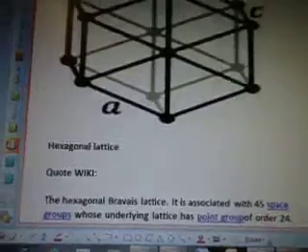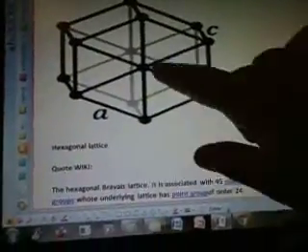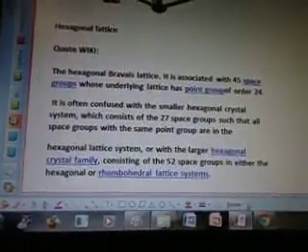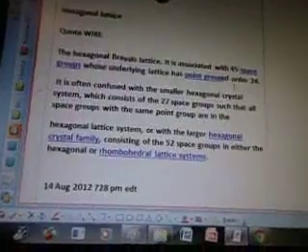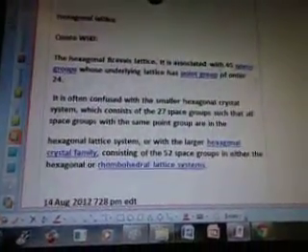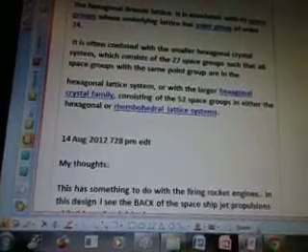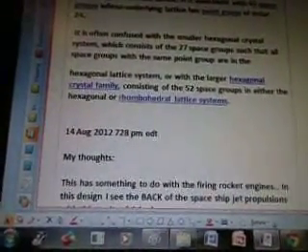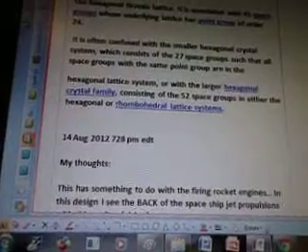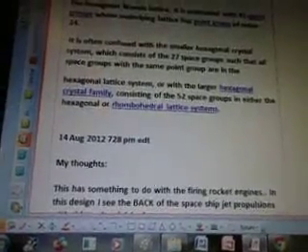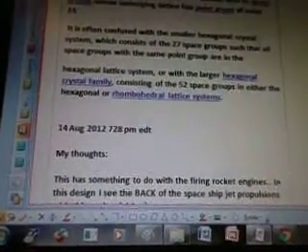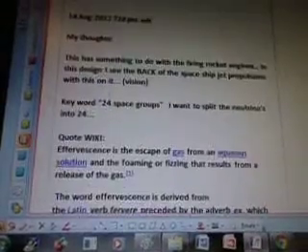So here's the hexagonal lattice. Again, there's the middle of your ship, and then this is what goes around it. Quote Wiki, the hexagonal Bravais lattice is associated with 45 space groups whose underlying lattice has point groups of order 24. It is often confused with the smaller hexagonal crystal system, which consists of the 27 space groups, such that all space groups with the same point group are in the hexagonal lattice system, or with the larger hexagonal crystal family, consisting of the 52 space groups in either the hexagonal or rhombohedral lattice systems.